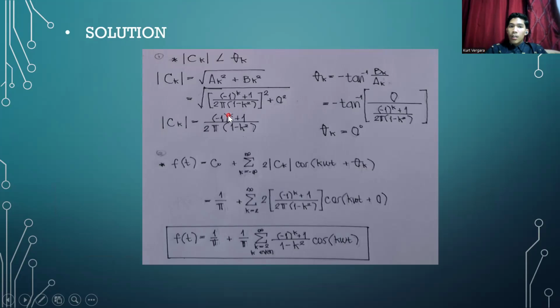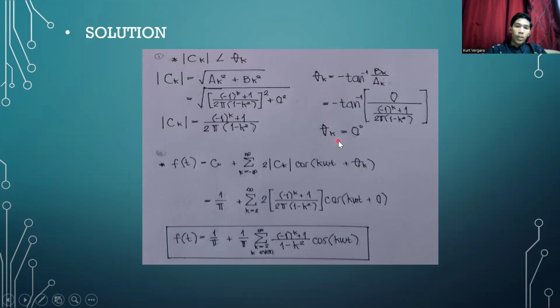Next, the angle. Theta sub k is equal to negative arctan b sub k over a sub k. So this is the formula to get the angle, the phase angle. So substitute b sub k and a sub k. We all know that negative arctan 0 is 0. So our angle is 0. So we get c sub k and theta sub k.